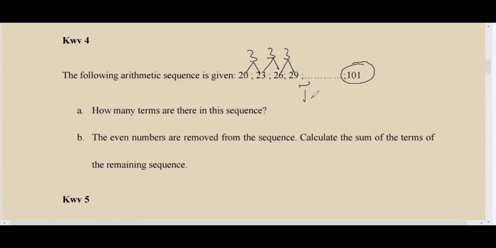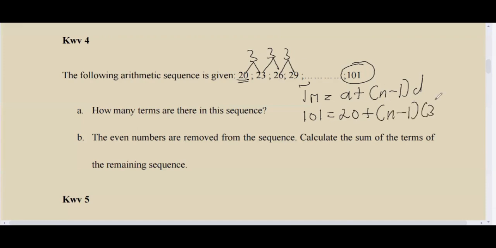So we're just going to go ahead and say Tn is equals to a plus n minus 1 d. So we are using the nth term formula. Then for Tn, we substitute our 101. What is our a? That's the first value. So we have 20 plus n minus 1. But what is d? Our d is 3, right?